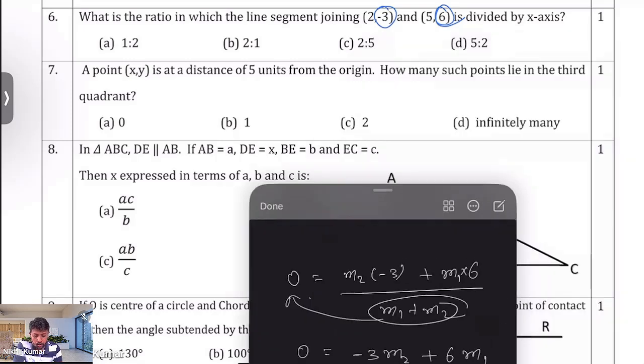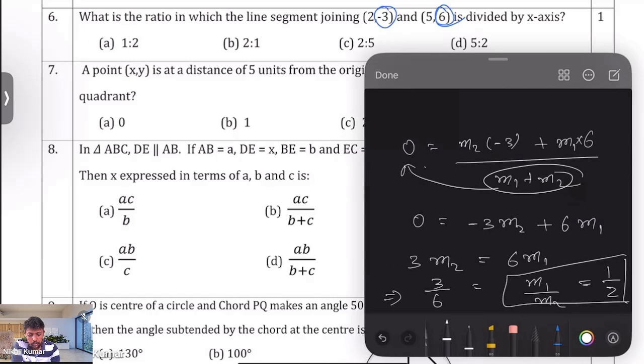Do we have 1 upon 2? Yes, we do. 1 is to 2. That's the answer. Okay. So we are done with 6 questions. Let's move on to the 7th question now.